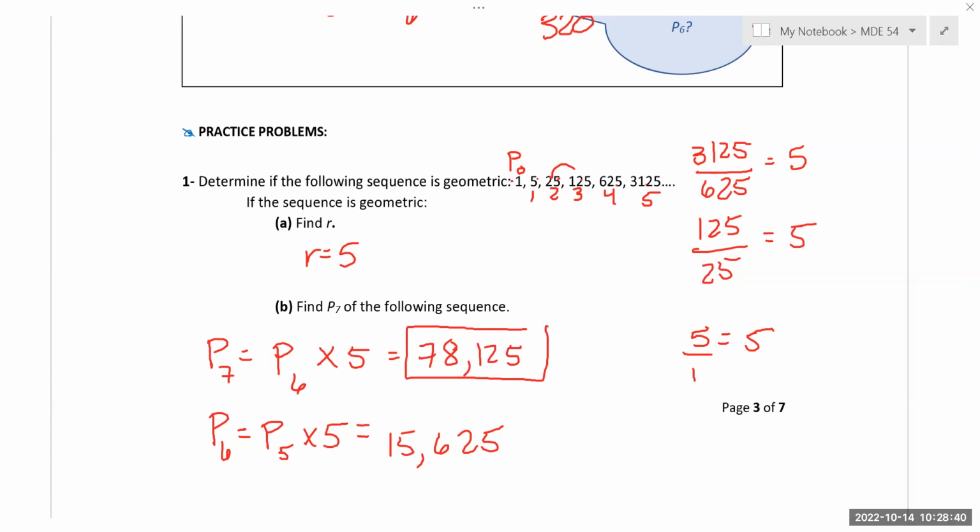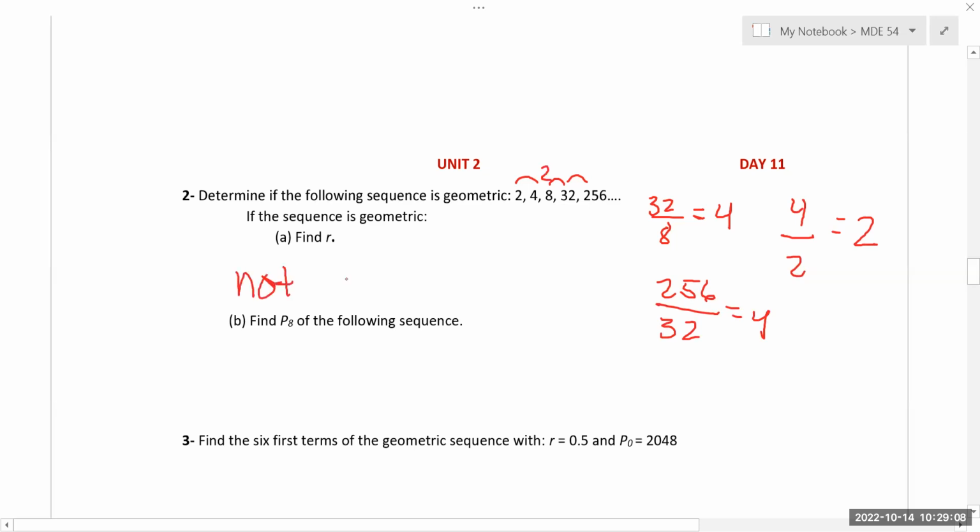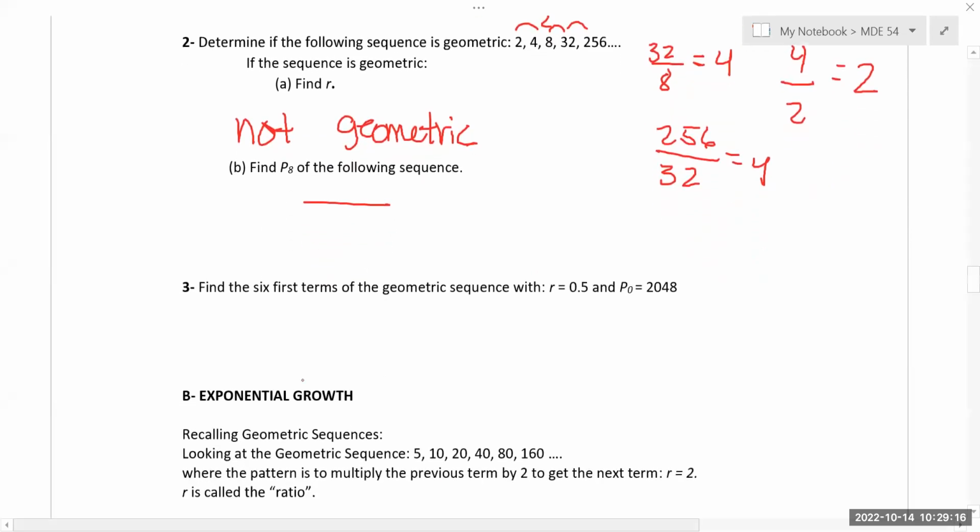And then you have a couple more examples here as well that you would want to try. So if the sequence is geometric, you should be able to find R. 32 divided by 8 is 4. And it should hold for all of them. 4 divided by 2 is 2. 256 divided by 32 is 4, but that's also 2. Nope, not geometric. You need to have a steady R. So we can't find that 8th term.